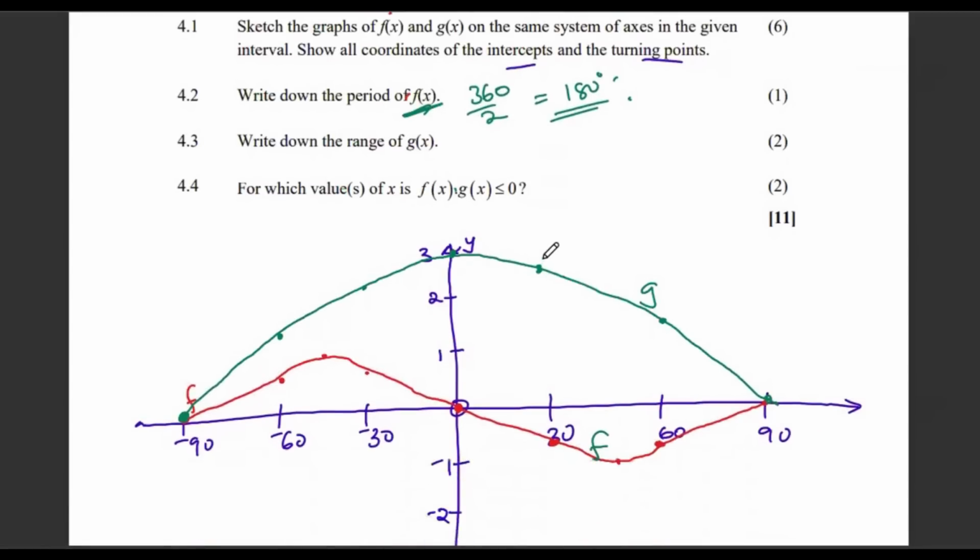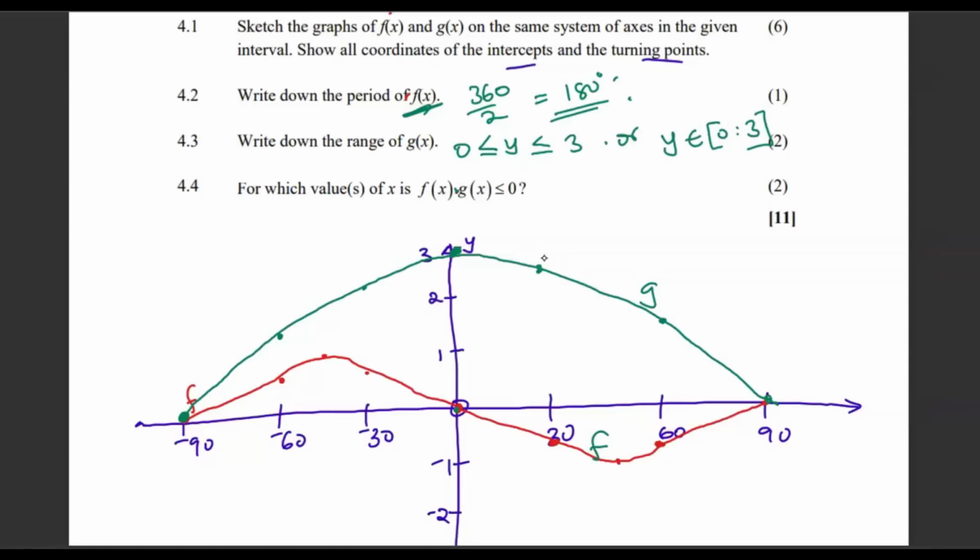Okay, then they want the range of G. So with G, we can see with the range, we're talking about the Y values. The maximum is a 3, the minimum is a 0. So you can say that 0 is less than or equal to Y, which is less than or equal to 3. Alternatively, somebody can say Y is an element of 0 and 3, something like that. And then for which values is the F of X, G of X, less or equal to 0?